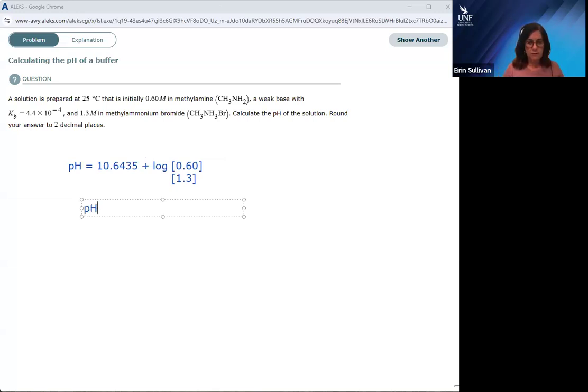Whoopsie. So my pH should come out to be 10.31 to 2 decimal places.